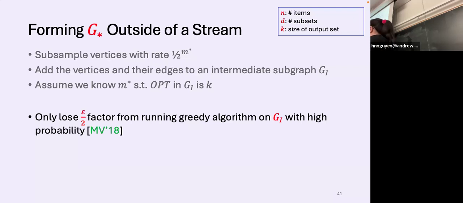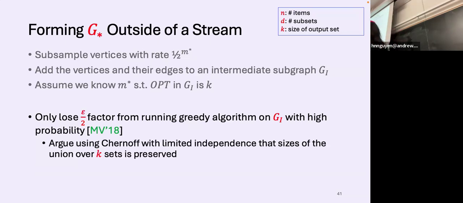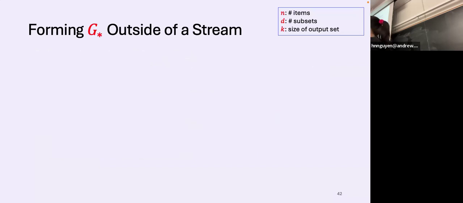And why do we do this? Well, in McGregor and Vu, 18, they have a fairly standard proof that you can use Chernoff with limited independence. If you subsample down such that your opt is equal to k, the sizes of the union sets over k subsets are preserved. All this is to say that if you run the greedy algorithm on GI instead of G, you're only losing an epsilon factor. And we just say epsilon over 2 so that we can weigh things properly. All right. Any questions so far?